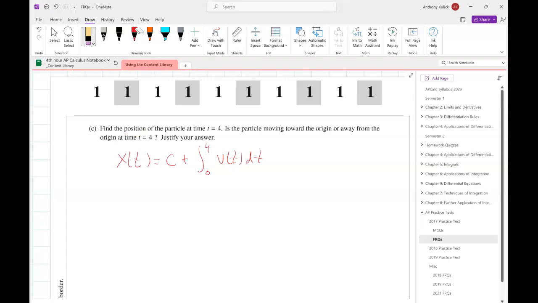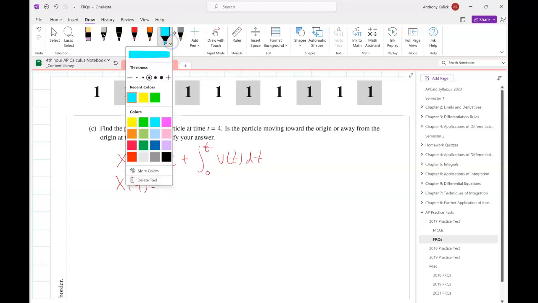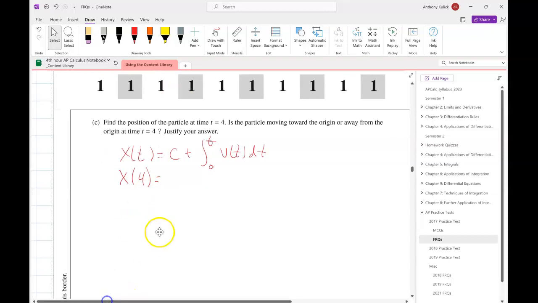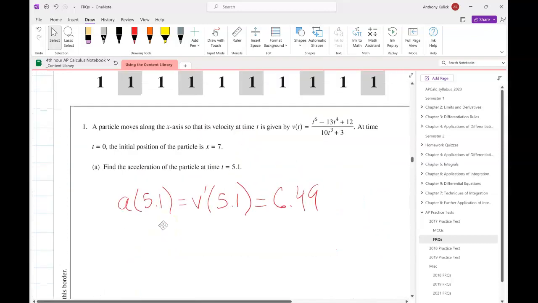Is everybody okay? How do I solve for c? Oh, well, I guess I should say, if I'm doing that, this should be x of 4. How do I solve for c? It's very easy. At t equals 0, the initial position of the particle is 7. So 7 is c.